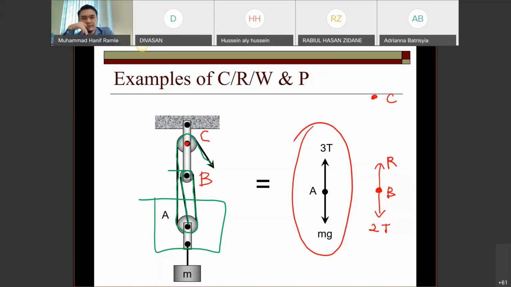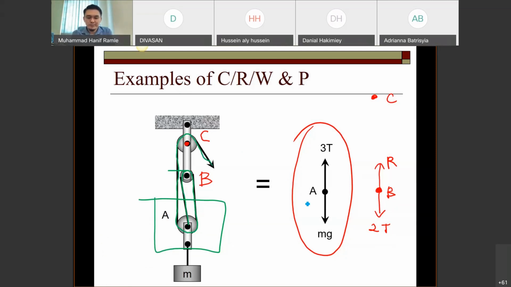T downward, one reaction. Three T downward, Doctor. T downward. Yes, 3T downward with the force of gravity, reaction upward.